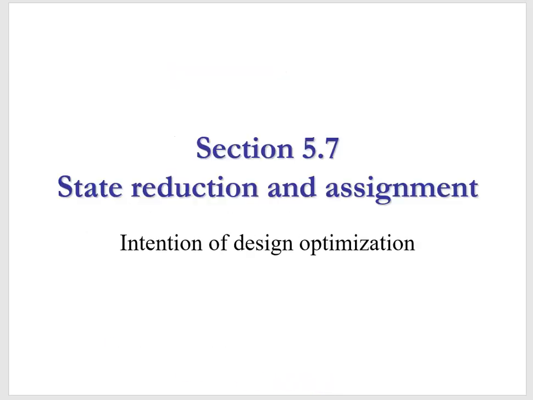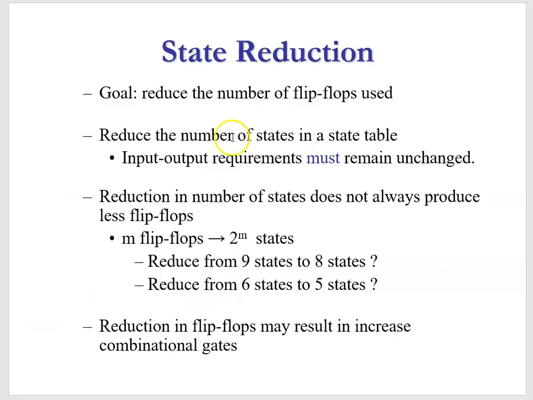What we're going to look at in this video is state reduction and assignment with the intention of design optimization. So the goal is to reduce the number of flip-flops used. That would reduce the number of states in the state table. If we can reduce the number of states in the state table, then perhaps we'll be able to reduce the number of flip-flops. But in doing so, what has to remain true is the input-output requirements must remain unchanged. So reduction of the number of states doesn't always mean fewer flip-flops.